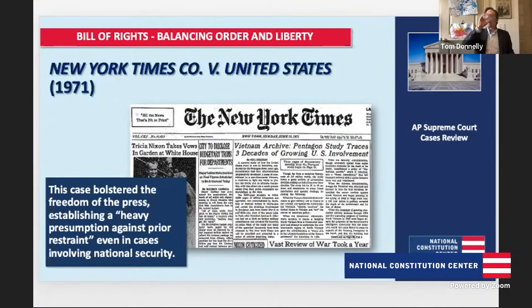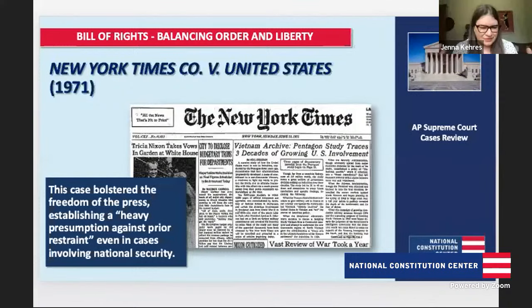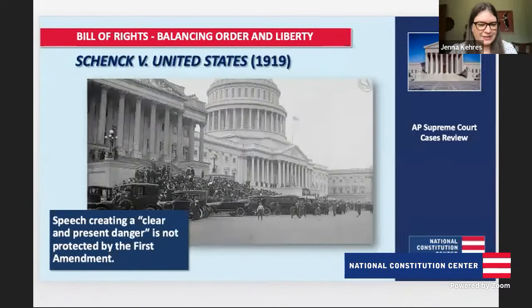Yeah. All right, cool. So we've talked about freedom of speech, freedom of the press, freedom of religion, both establishment and free exercise. So one more First Amendment case before we move on to the next grouping, and that's Schenck v. U.S. 1919. So tell us about this case, why it's important, kind of what were the big takeaways from this one?